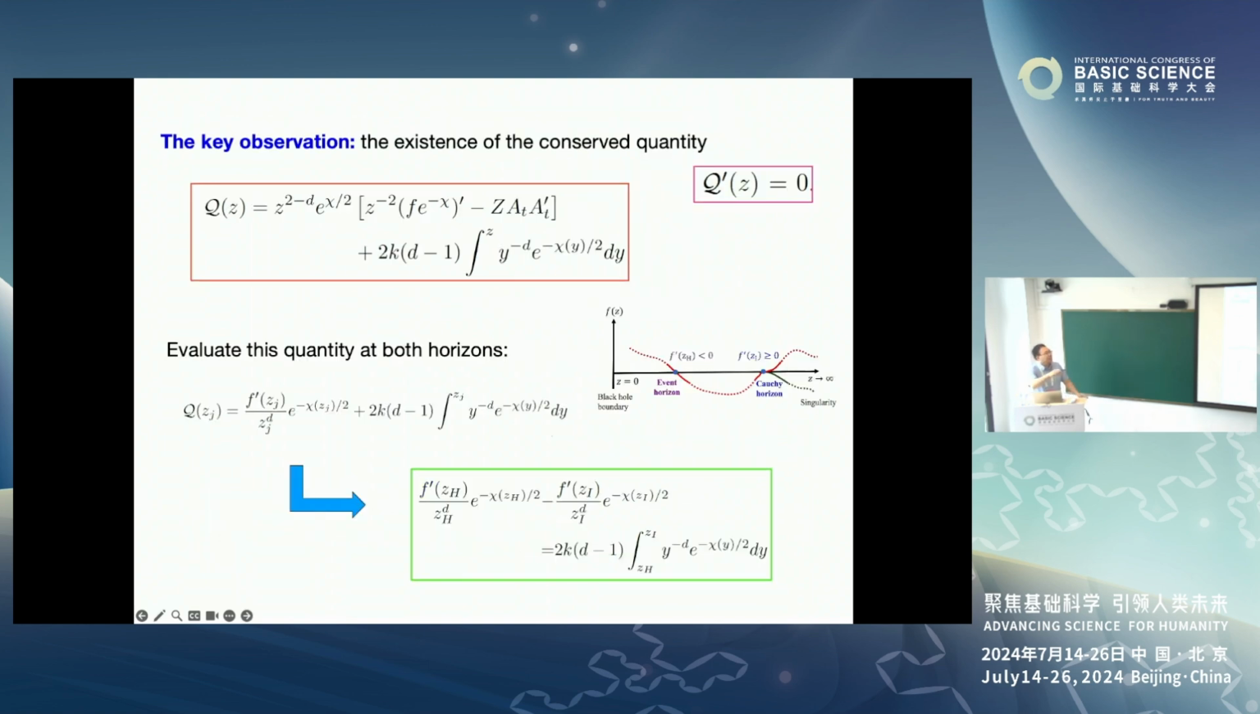And the next key feature is that we can find a radially conserved quantity we call Q. Z is the radial coordinate, and Z going to infinity is the singularity in our setup. You can show that this combination is independent of this radial coordinate. This can be proved by using the equations of motion.